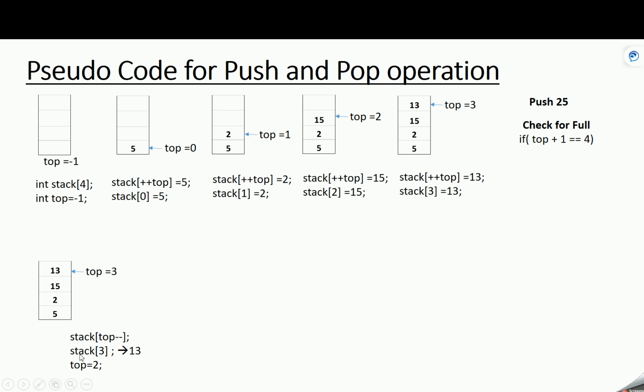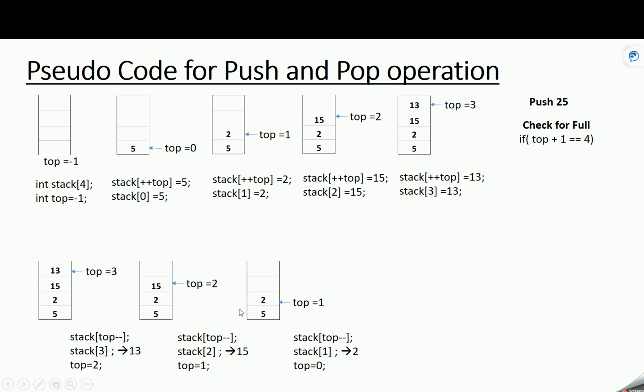So here what will happen? Stack of 3 will become 13, meaning 13 will be taken out, and then the stack will become like this, because the value of top will become 2. So first use, then decrement, that is what post means. Like this we'll keep on removing elements, and finally top will become -1, because we have removed all the elements from the stack, and -1 indicates it is empty. Now the stack is empty.